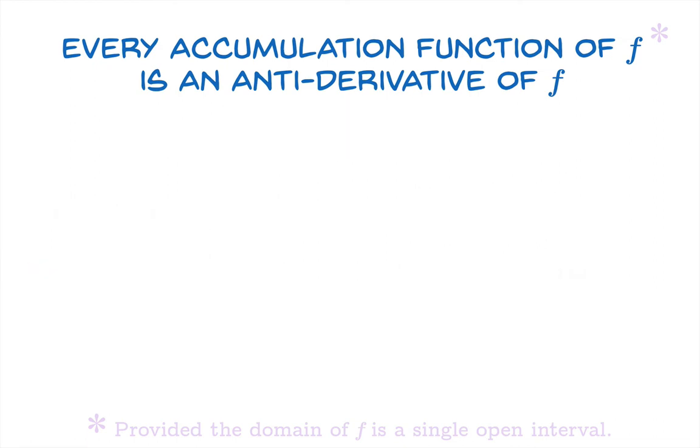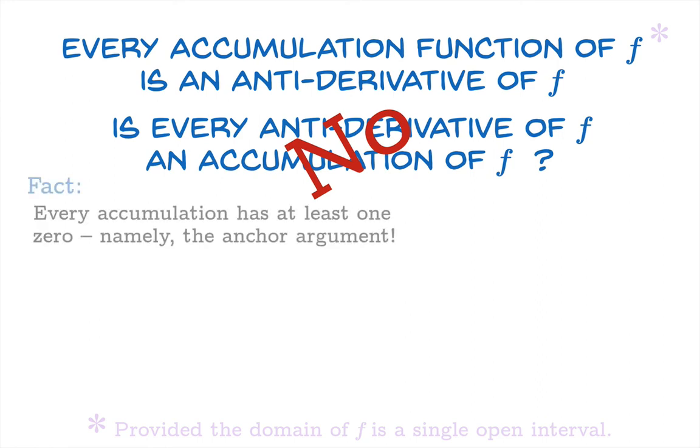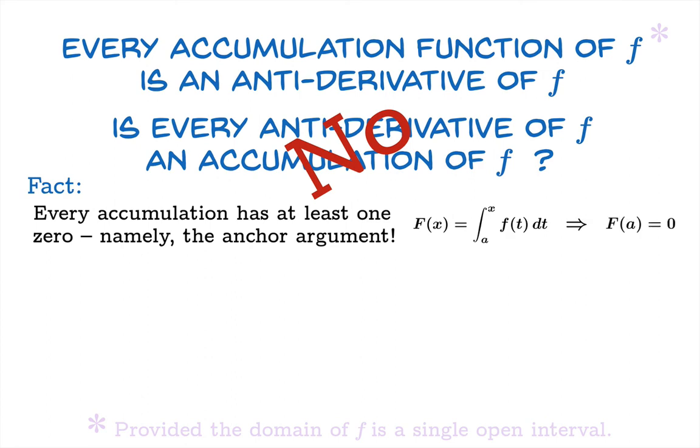Here's a question you could ask. If every accumulation function is an antiderivative, is it true that every antiderivative is an accumulation function? And the answer to this is no. So how can we show this? It's actually pretty easy. In fact, every accumulation function has at least one zero, namely the anchor argument. So for example, if this was your definition of an accumulation function, you'd notice that automatically f of a had to be 0 because you're integrating from a to a. Every accumulation function has at least one zero.